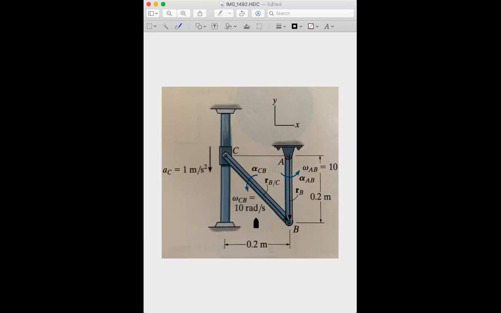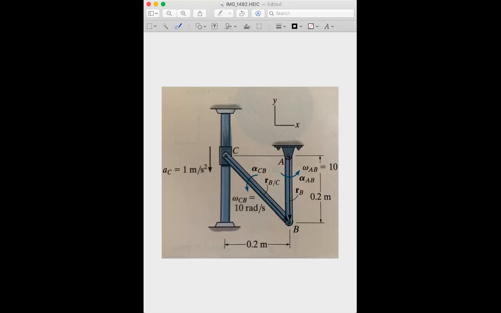And they tell us omega CB, and they tell us omega AB. We know, and we're given that there's an acceleration of C, this is 1 meter per second down. So we're also going to need to find alpha CB. So we're going to try to find the two angular accelerations. All right. I'm still a little afraid that I need a little bit more help. Anyway, we'll work through it.